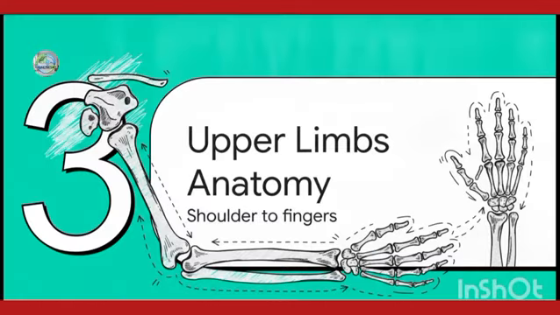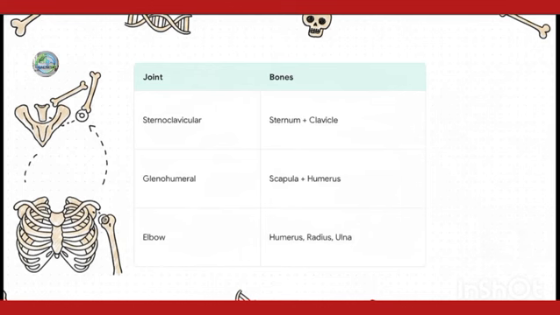Section 3. The upper limbs anatomy. Let's shift our focus laterally, away from the core. We're going to trace the skeletal anatomy outward, starting from the shoulder joint and extending all the way down to the tips of your fingers.